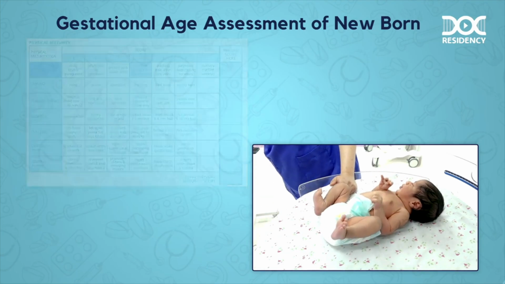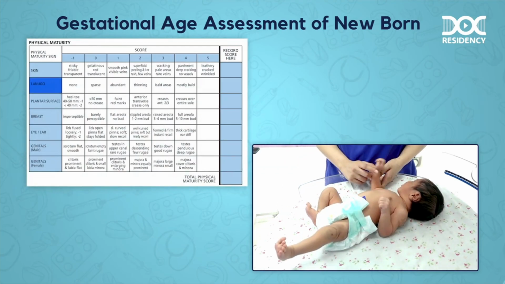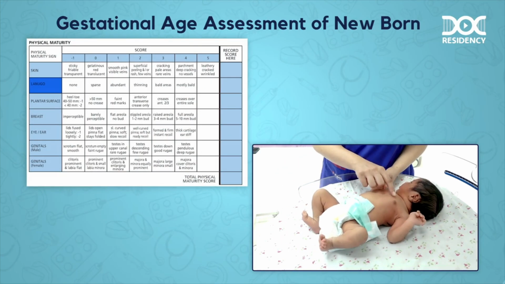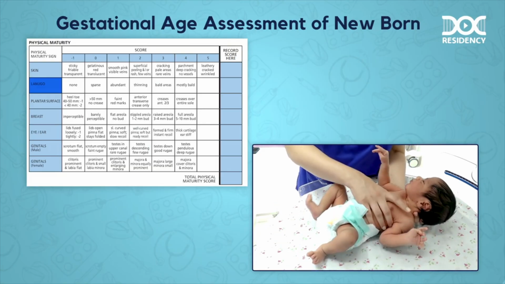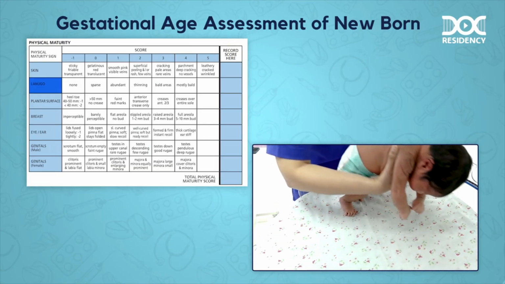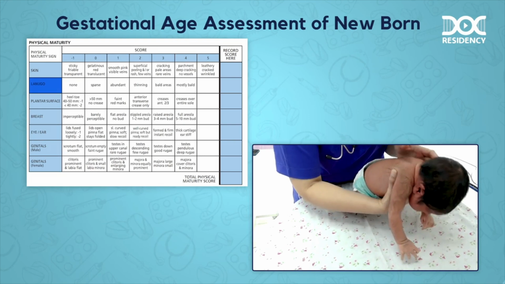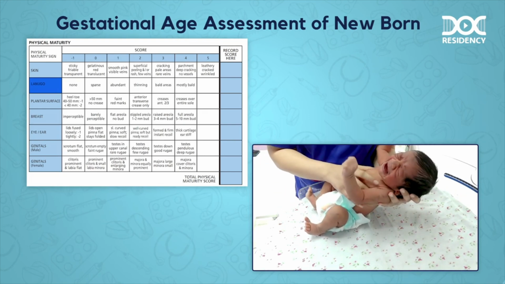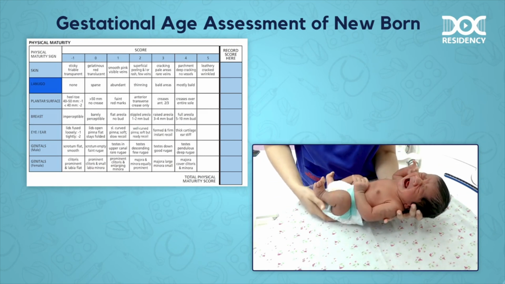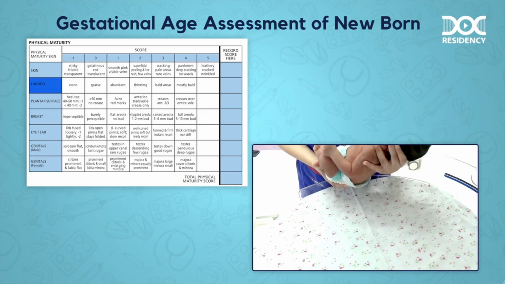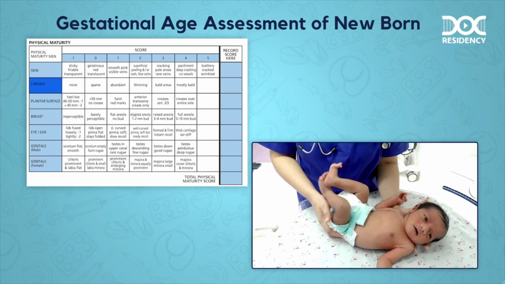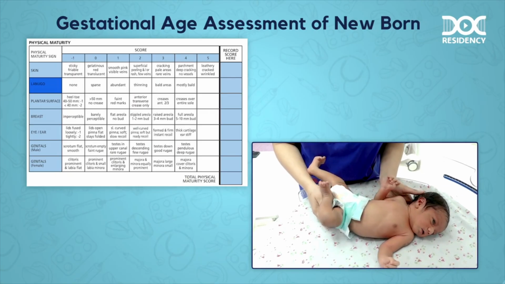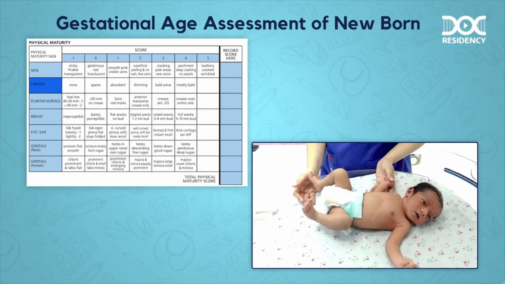Now, coming to the next parameter, which is lanugo hair. Lanugo hair is the thin hair that is present over the shoulder blades of the baby, which you can appreciate here, and over the anterior part of the chest. So, the lanugo hair is a special type of hair that is exclusively seen in newborn babies and generally tends to fall off over the first few days of postnatal life.